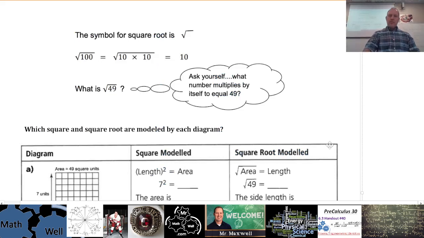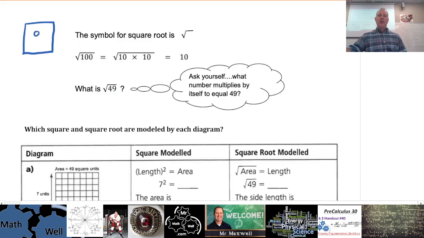All right, so let's talk about the symbol for square root. When we're talking about the square root, remember what we're talking about is the length of the side. If we have an area of 9, the square root is 3. If we have an area of 16, the square root is the side length of that square, which would be 4, and so on. So the square root is this little symbol right here.